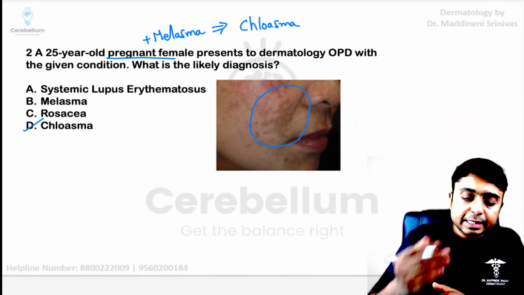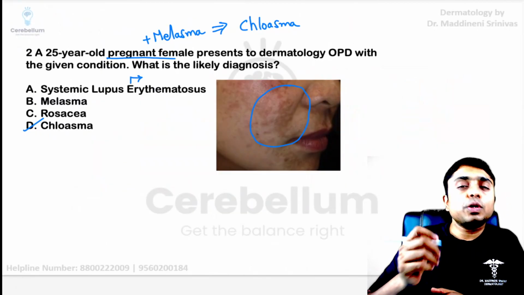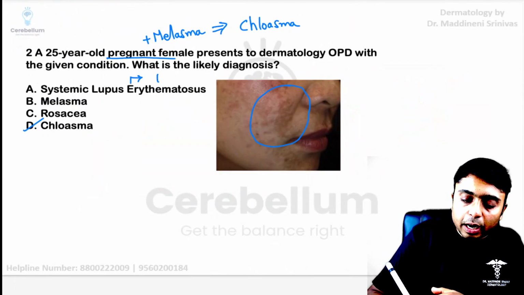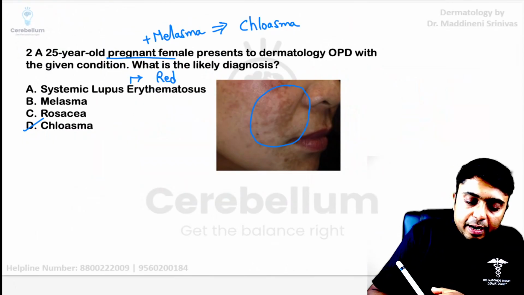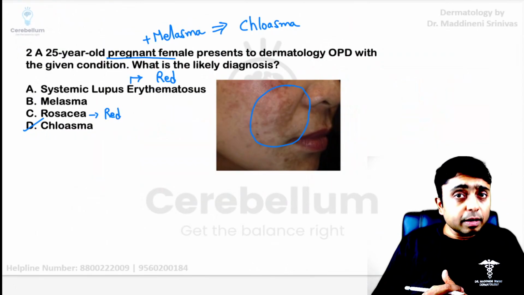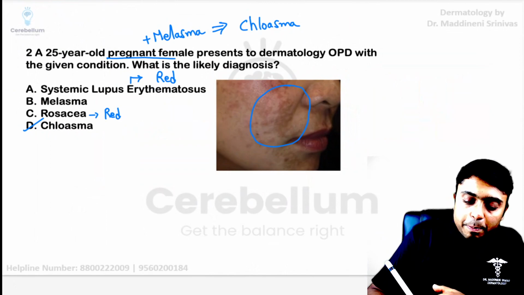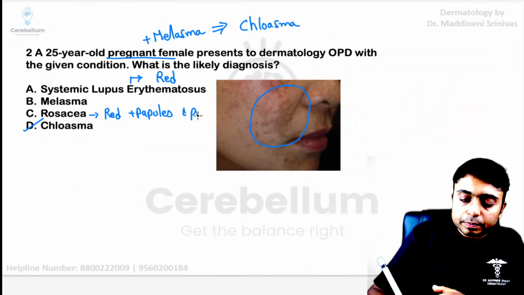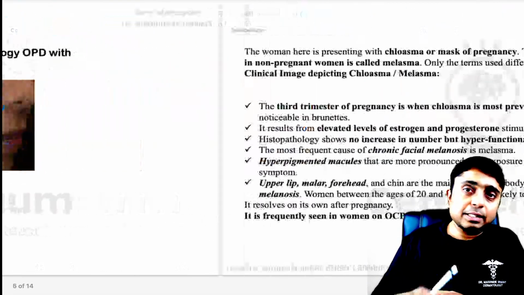And why is it not SLE? Because in SLE, the rash which is present over the cheeks is going to be red in color, but not brown or black. And likewise in rosacea also, the color is going to be red. It is also associated with the presence of papules and pustules in the case of rosacea. Okay, so because we are not able to see all those lesions, the answer here is going to be chloasma.